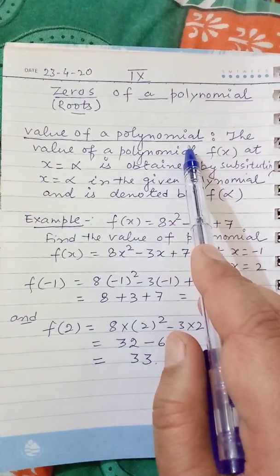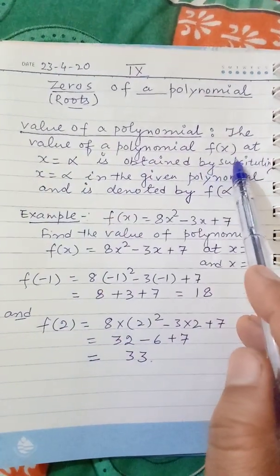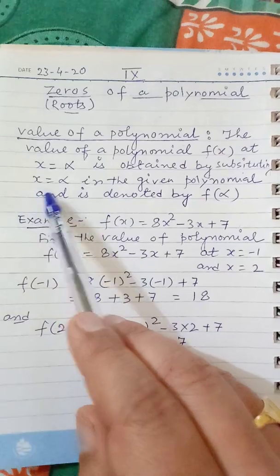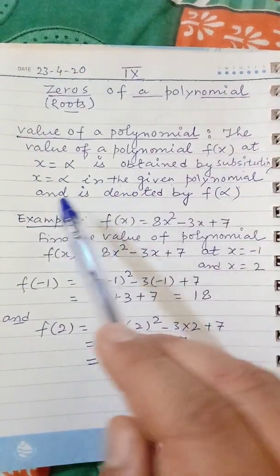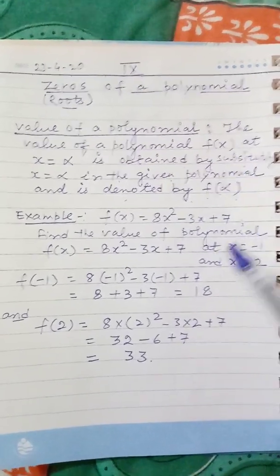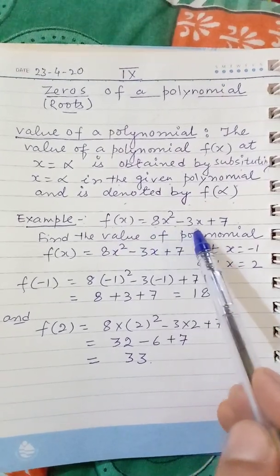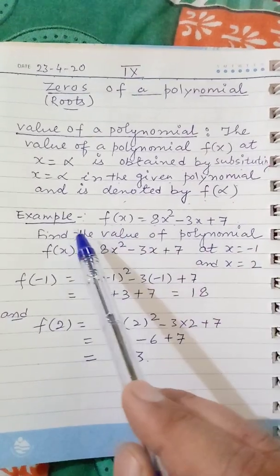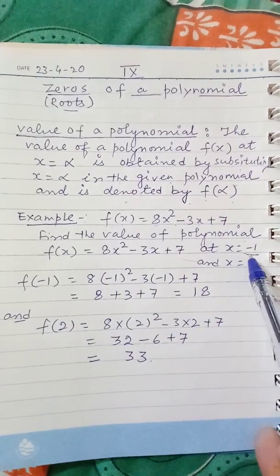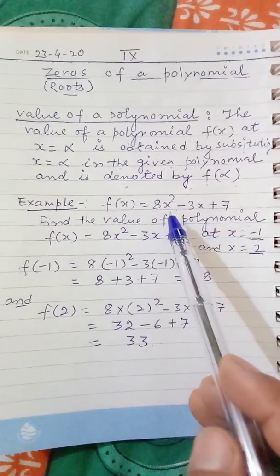A polynomial is given to us and we have to find its value. The value of a polynomial f(x) at x equal to alpha is obtained by substituting x equal to alpha in the given polynomial, and it is denoted by f of alpha. We will understand this statement with an example. Suppose we are given a polynomial f(x) equal to 8x square minus 3x plus 7. We have to find the value of this polynomial at x equal to minus 1 and x equal to 2.